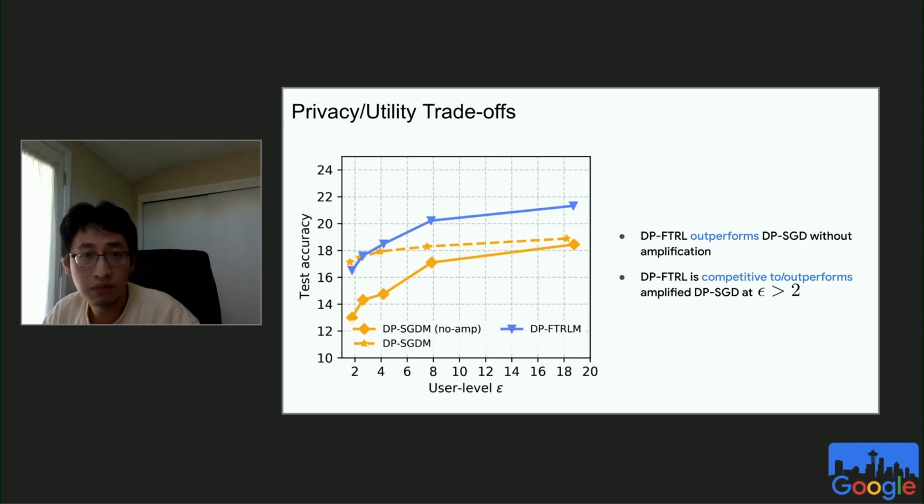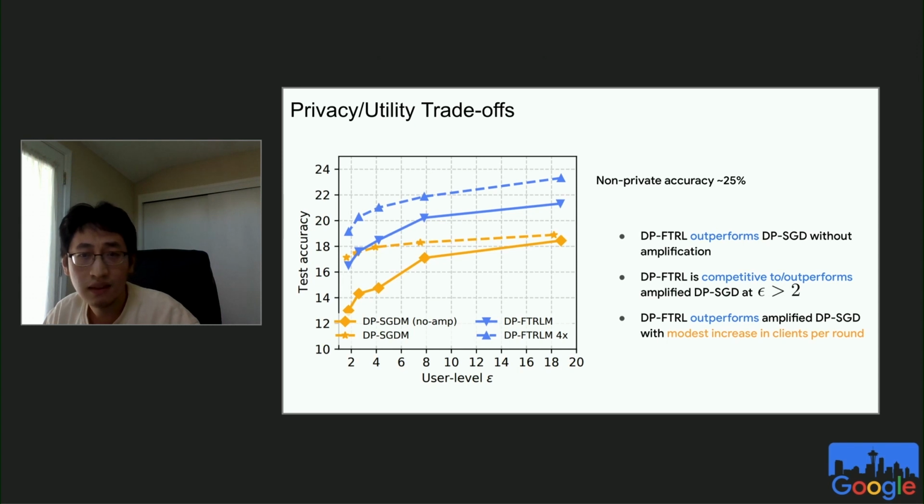And if you look at the privacy utility trade-offs, DP-FTRL outperforms unamplified DPSGD by a large margin. And for epsilon larger than 2, it can also outperform DPSGD with amplification. Next, please. If you look at the non-private accuracy, when you don't apply any differential privacy method, it's about 25. If you only increase the computation a little bit, you can significantly boost the performance, getting closer to the non-private accuracy. Next, please.